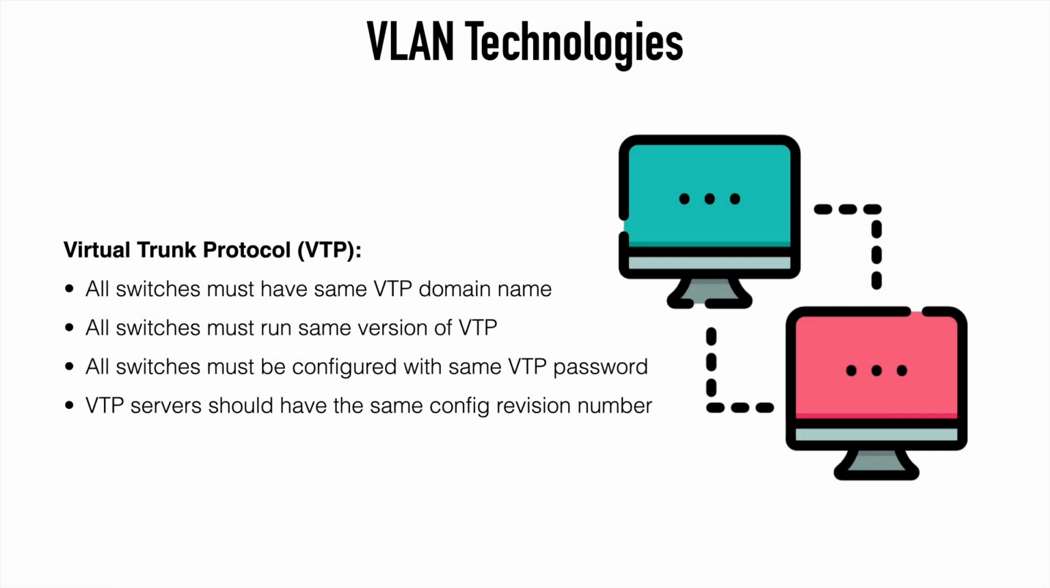A few necessary guidelines for configuring VTP: first of all, switches must have the same VTP domain name. All switches must also run the same version of VTP. They must have the same VTP password if you have VTP security configured. If you have multiple switches active as VTP servers, they should have the same configuration revision number, and that number should also be the highest in the domain.